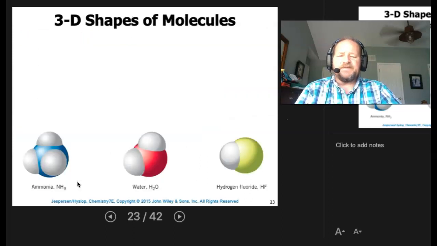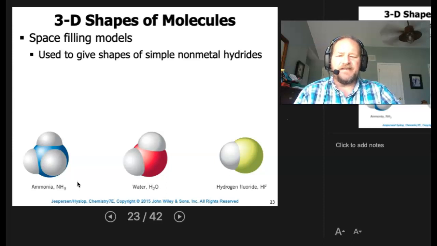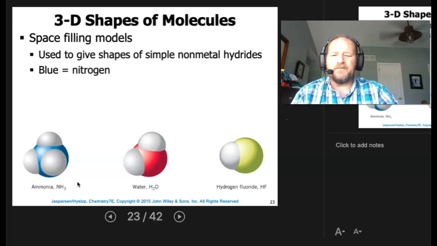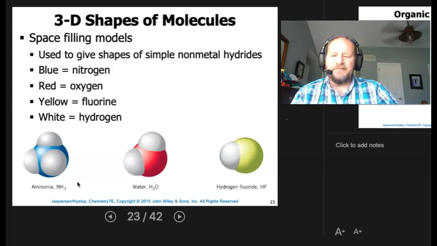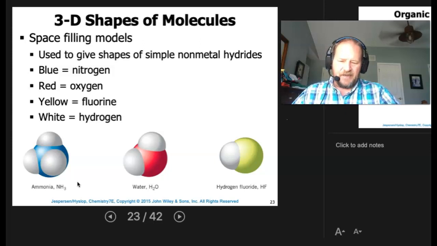Okay, 3D shapes of molecules. Again, same idea here. Space-filling models, we've seen this. We used to give these the shapes of simple nonmetal hydrides, where blue is going to be nitrogen and red is oxygen. Yellow can be fluorine. And of course the white would be the hydrogen. And so here we can see the nitrogen has its 3 hydrogens, water has its 2 hydrogens, and then the fluorine has its 1 hydrogen.